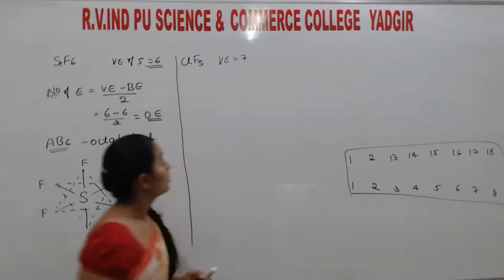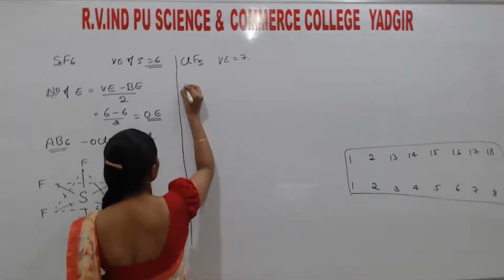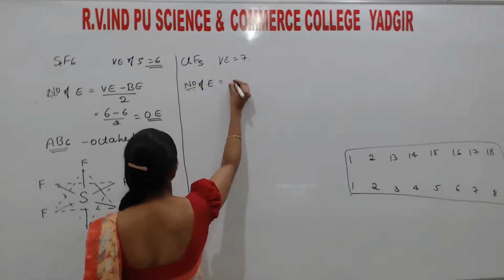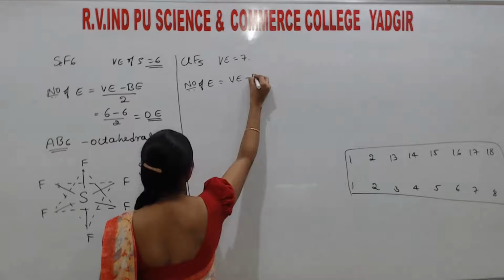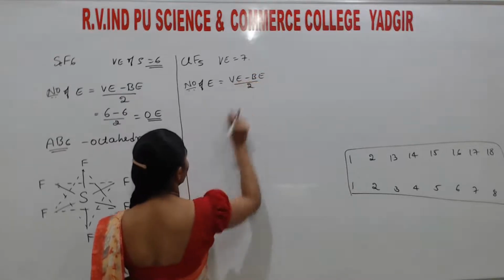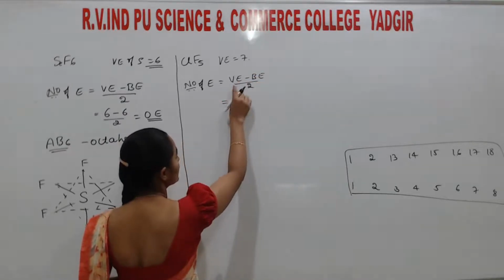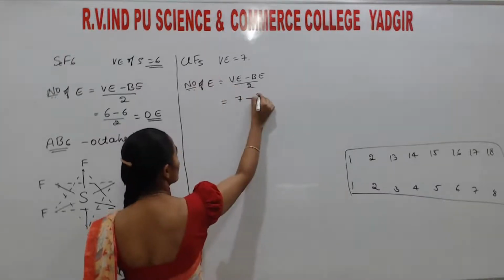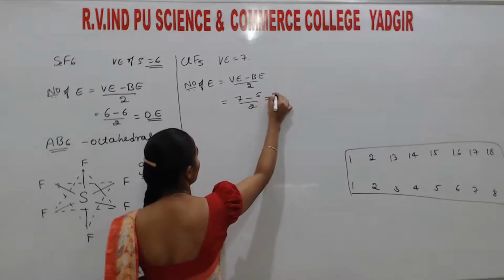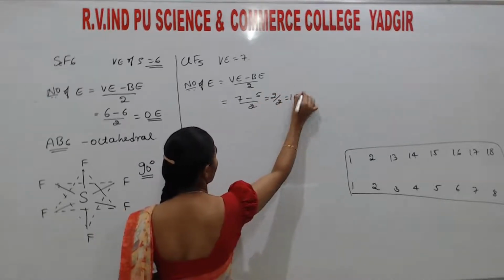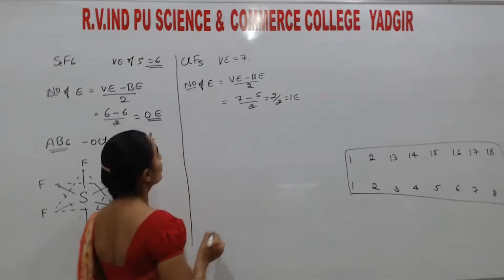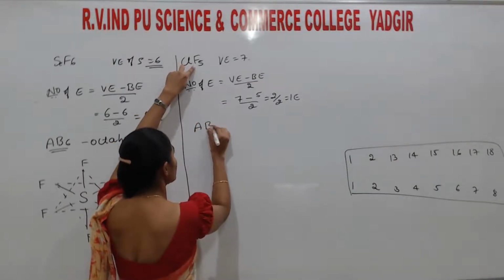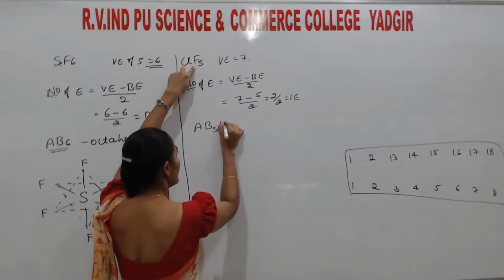Now listen. Valence electrons are 7. So the number of electron pair is equal to valence electron minus bonded electron divided by 2. So how many valence electrons are here? 7. Bonded is how much? 5. 7 minus 5 divided by 2. So 2 by 2 means 1 electron pair. Okay. Now students, Cl is A. This B is 5 times and 1 electron pair.